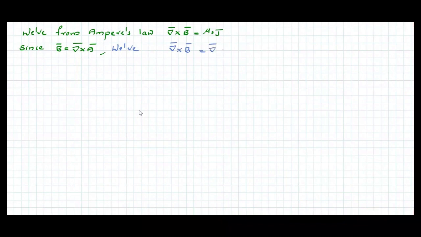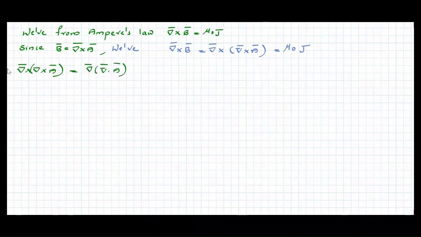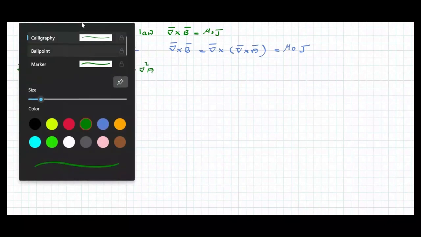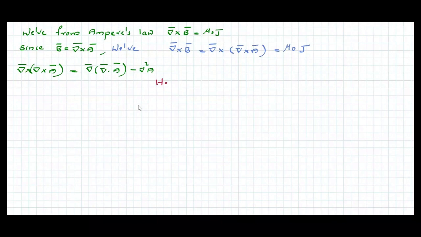We have the differential form of Ampere's law, that is del cross B is equal to mu 0 j. We have seen B can be represented as del cross A, where A is the vector potential. Now del cross B is equal to mu 0 j becomes del cross A, which is equal to mu 0 j. Now we can represent del cross A as del of del dot A minus del square A.